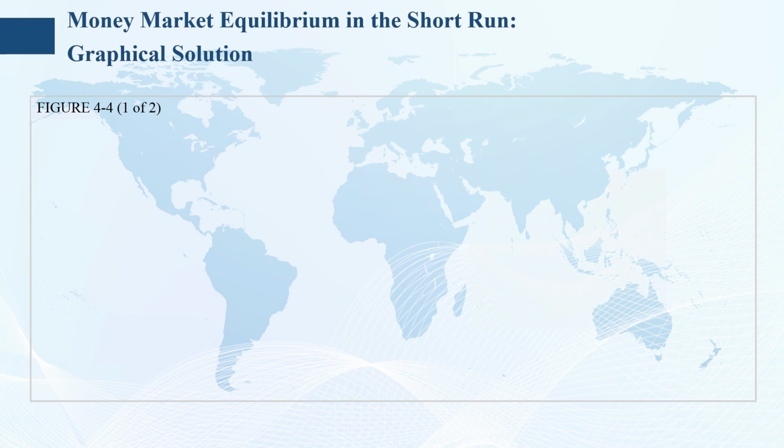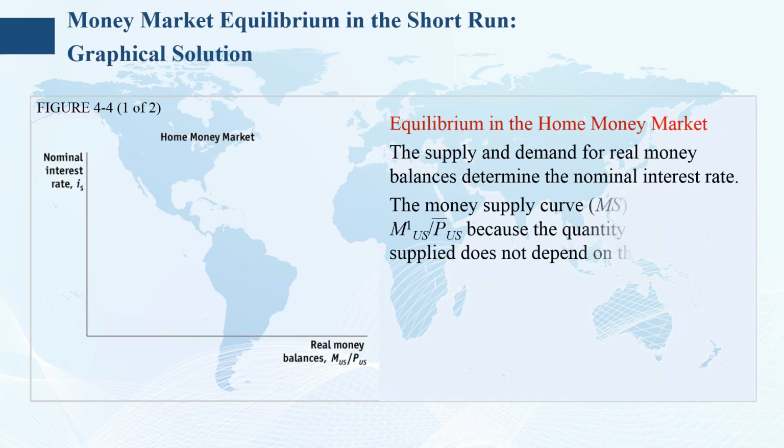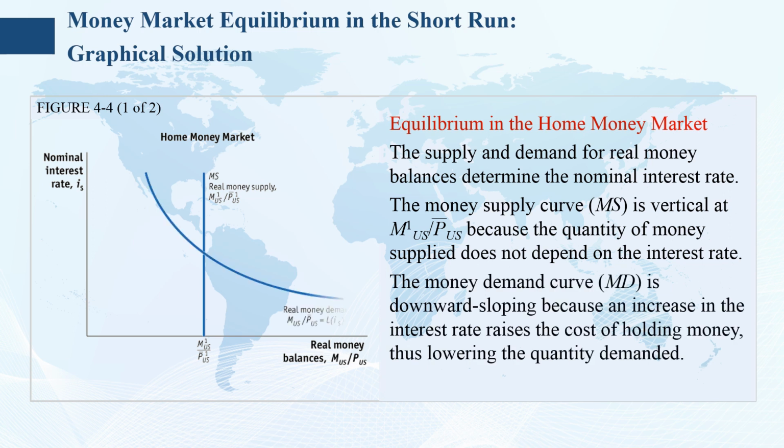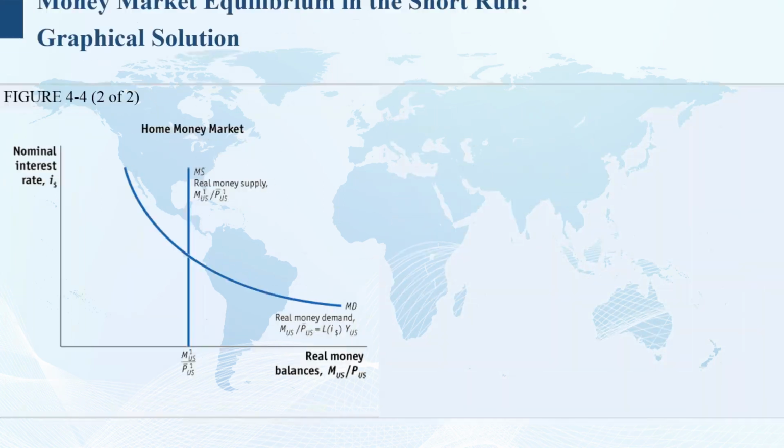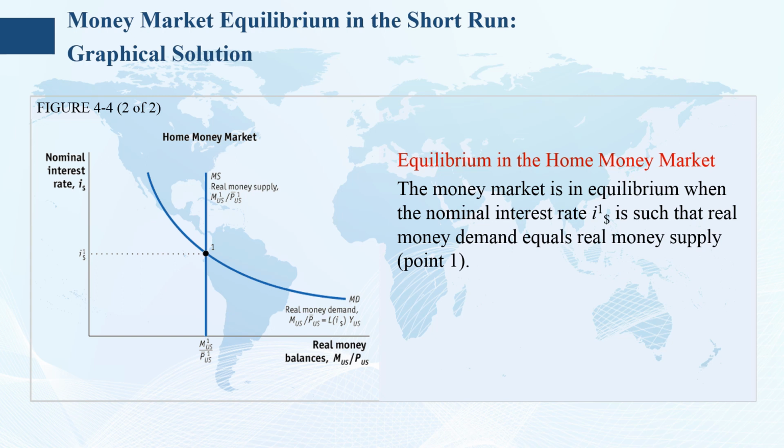Figure 4.4 represents the U.S. money market. The supply and demand for real money balances determine the nominal interest rate. The money supply curve, MS, is vertical at M1 US over P bar 1 US because the quantity of money supplied does not depend on the interest rate. The money demand curve, MD, is downward sloping because an increase in the interest rate raises the cost of holding money, thus lowering the quantity demanded.